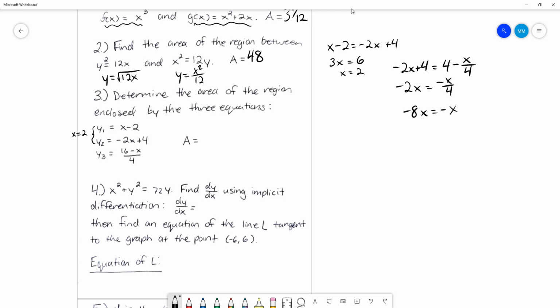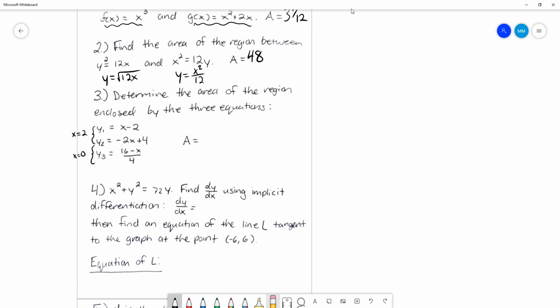Okay. Which would then be, of course, that negative 7x equals 0, which would be x equals 0. So they intersect at x equals 0. And now, look for any intersection points between y1 and y3.